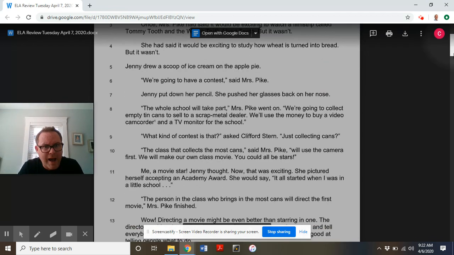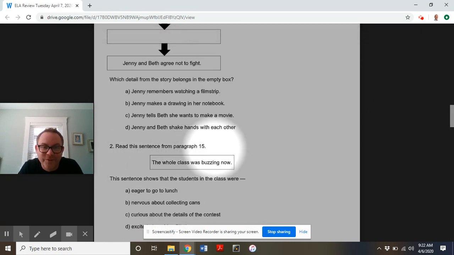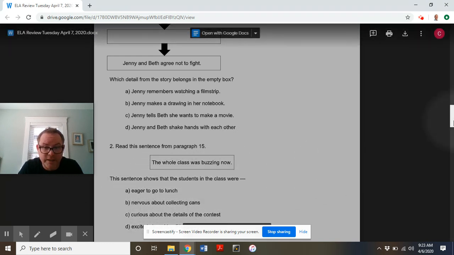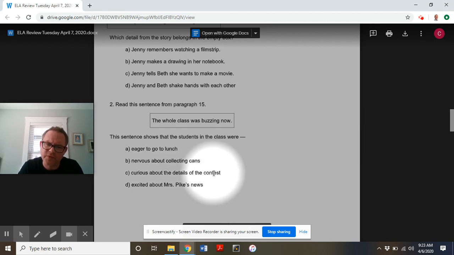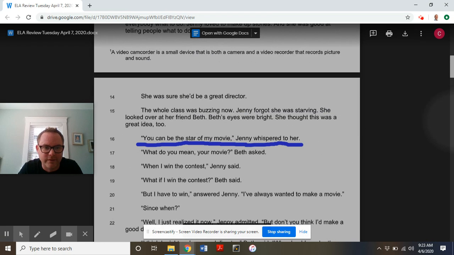Here we go. Ready for question 2? I am. Good. Let's go. Number 2. Read this sentence from paragraph 15. I love it when they tell you where the answer is. The whole class was buzzing now. Buzzing? What? The whole class was buzzing now? Ooh, all right. This sentence shows that students in the class were eager to go to lunch, nervous about collecting cans, curious about the details of the contest, or excited about Mrs. Pike's news. Now, I feel like some of you may have a pretty good idea of which one is the right answer. But remember, we're getting into the habit of always going back and finding that evidence and underlining. Luckily, it tells us where to go. Paragraph 15.